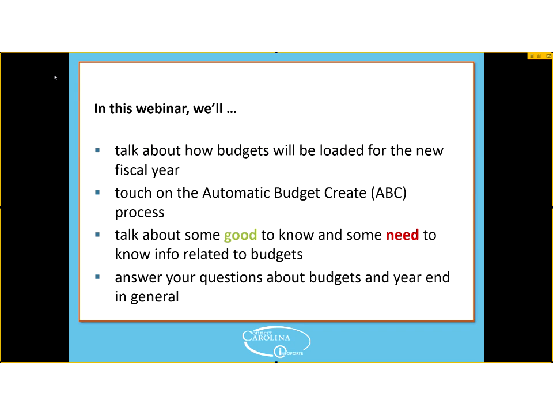We have a lot of stuff that we're going to talk about today. We are going to talk about how our budgets are going to be loaded for this coming fiscal year. We'll touch base on the automatic budget create process just to remind you what it does, and to let anyone who's new know about it. We have some good to know information that you'll need for year end and some need to know information as well. So we'll touch base on those things. And then when we're finished, we're going to answer your questions about budgets, and we'll try to answer any other kind of year-end questions in general that you may have.